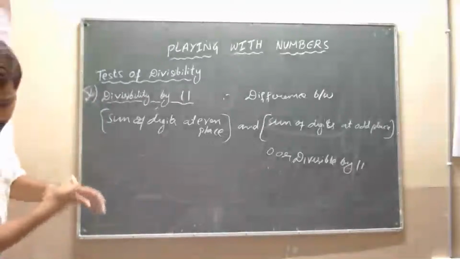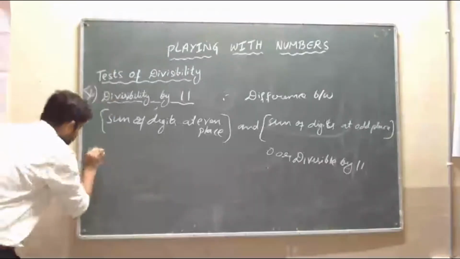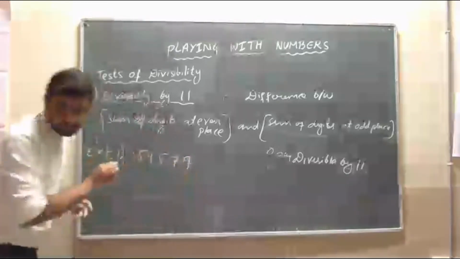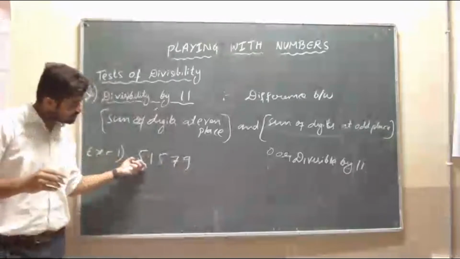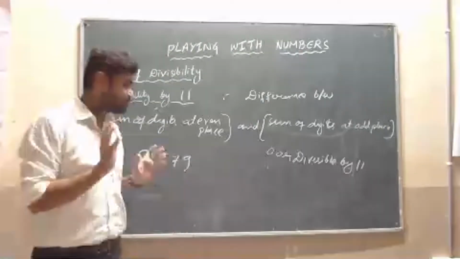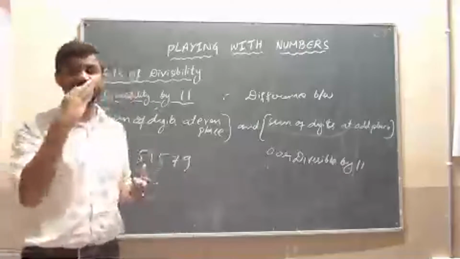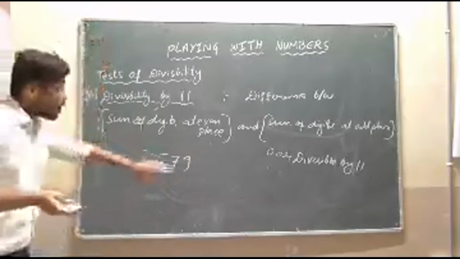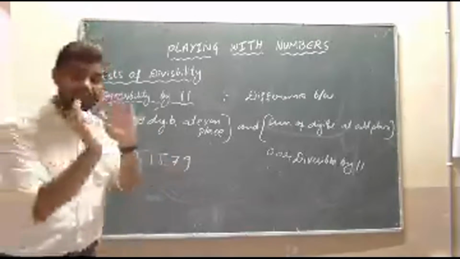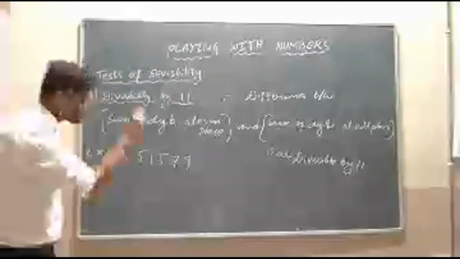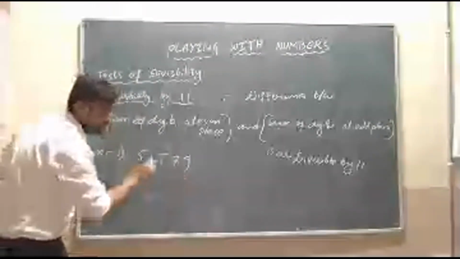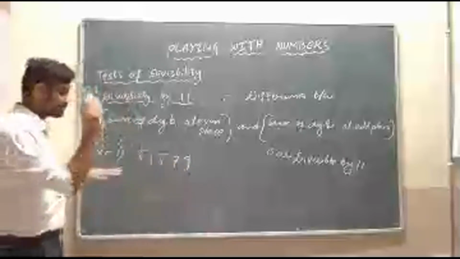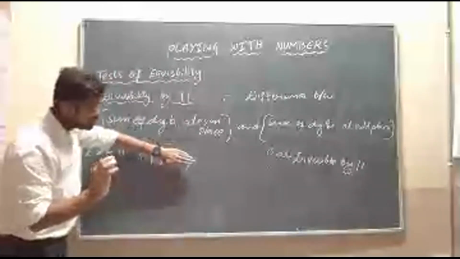See, 51,579. Isn't it? Yes. We have to check whether this number is divisible by 11 or not. First, separate the odd places, then separate the even places. That is from the right hand side. Easily clear. From the right hand side, odd separate, even separate, just a 5 digit number.